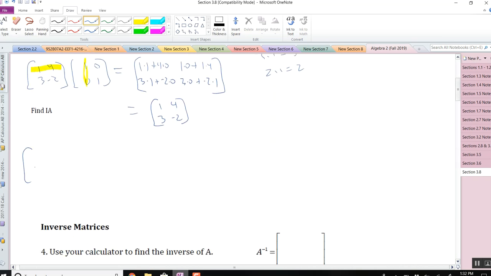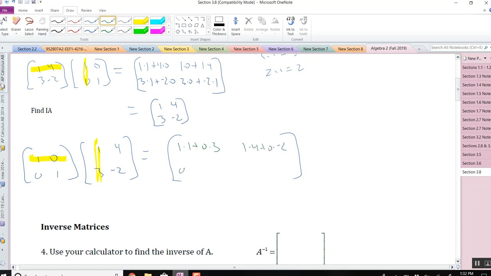If you reverse the order, it doesn't matter. So for example, I multiply this row with this column. So 1 times 1 plus 0 times 3, 1 times 4 plus 0 times negative 2, 0 times 1 plus 1 times 3, 0 times 4 plus 1 times negative 2. What do I got myself? I got 1, 4, 3, negative 2. Stays the same. So that's what happens with the identity matrix.